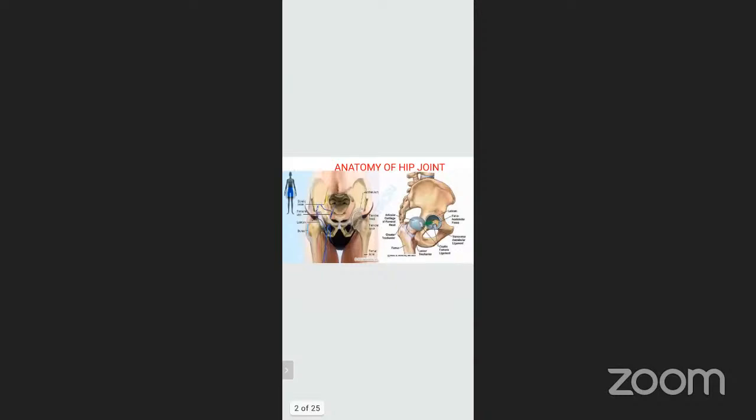Around the hip joint there are other important structures. Posteriorly, there is one important structure, the sciatic nerve, which you can see in the figure. There is a yellow string-like structure that runs posteriorly; that is the sciatic nerve. Anteriorly, there are femoral vessels also. So this is the structure of the hip joint.